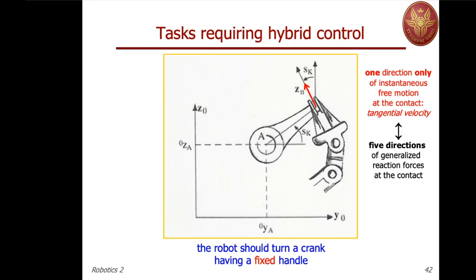So you have a hybrid situation in which you have one direction that is free and can be moved, can be controlled in motion, and 5 directions which are constrained, and there you can control the reaction force, so the contact forces, and therefore the reaction forces of the environment. As you can see, depending on the type of contact, you have a multiplicity of situations in this case.